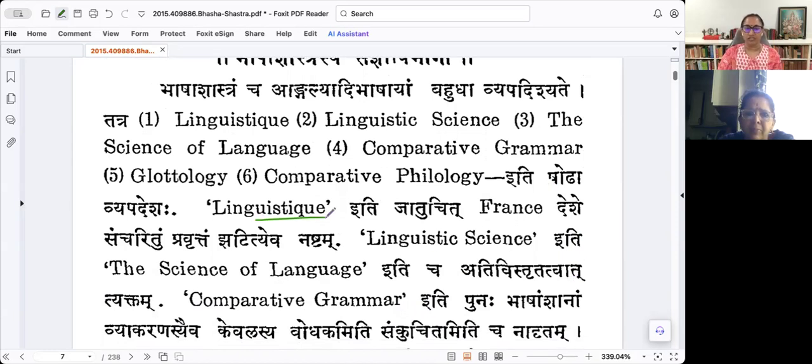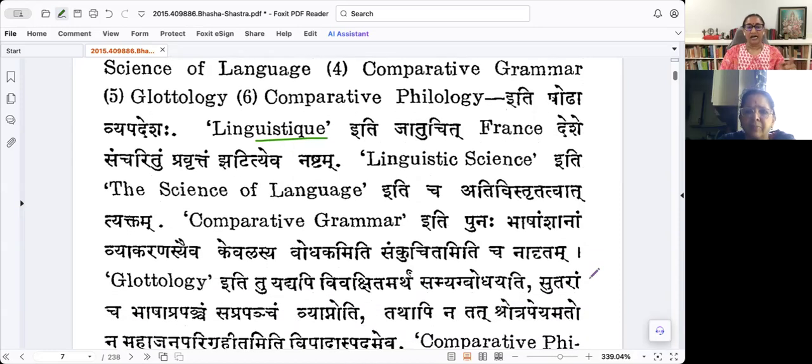This was a branch which started off in France, but it immediately fizzled out. It did not develop into a big branch of science. That is ati vistrutatvat. Linguistic science and science of language is something that is too vast. So we have not included it in this particular text.